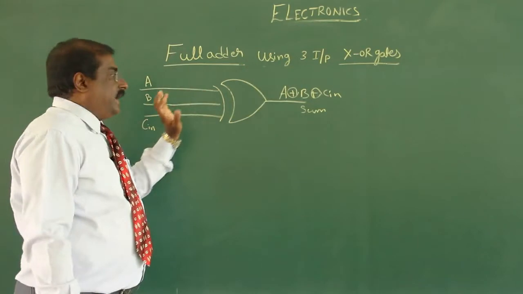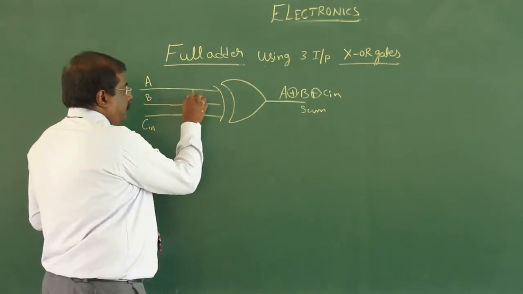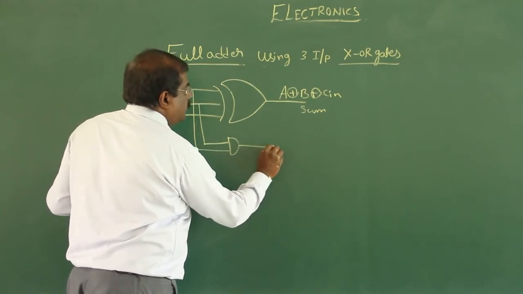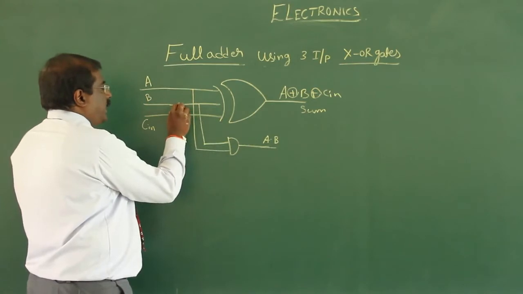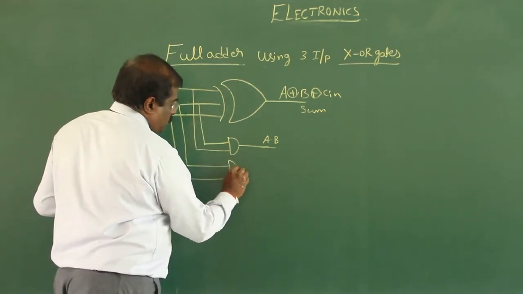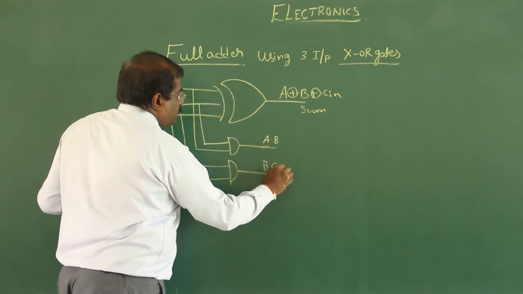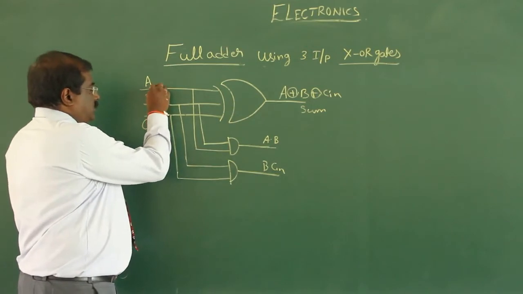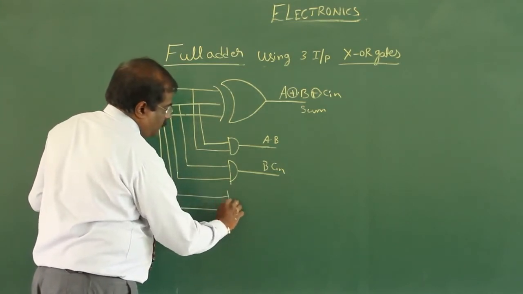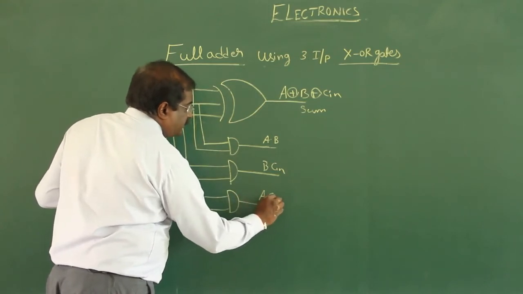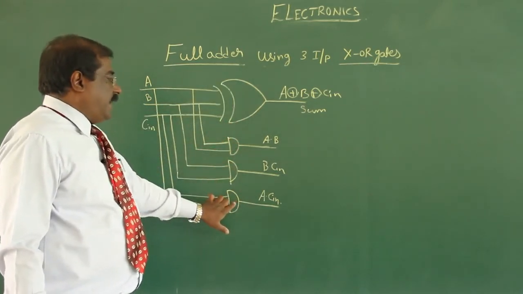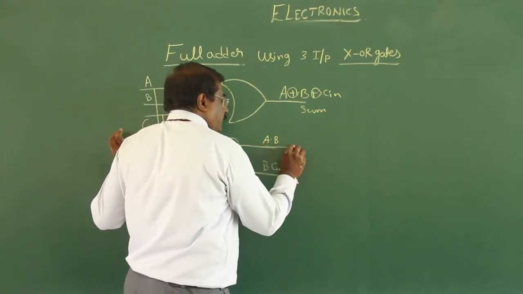Now how to get the carry bit? Just take that A and the B, and feed them to an AND gate, which gives you A dot B. And one more, take B and C in, which gives B dot C in. In the same manner, one more from A and one from C in, which gives A dot C in. So this is A dot B, B dot C in and A dot C in. These three connect to an OR function.